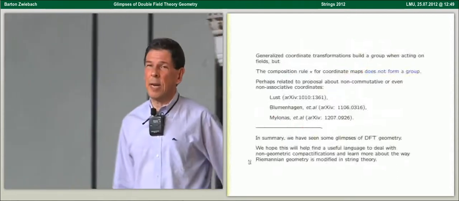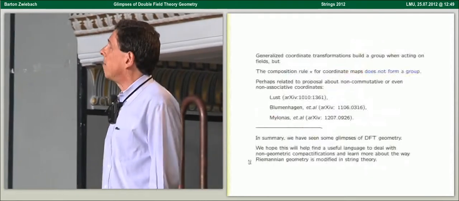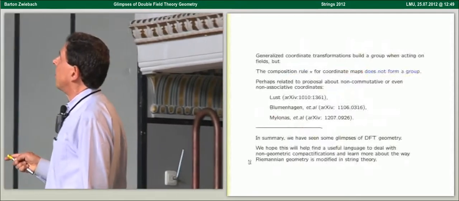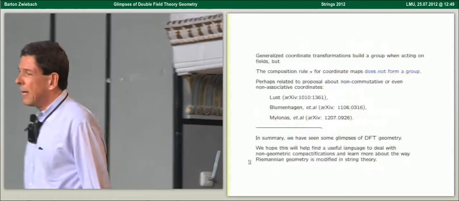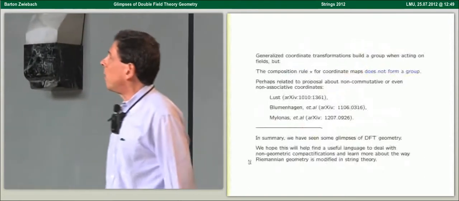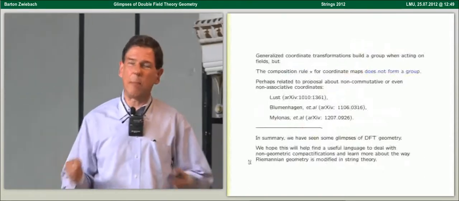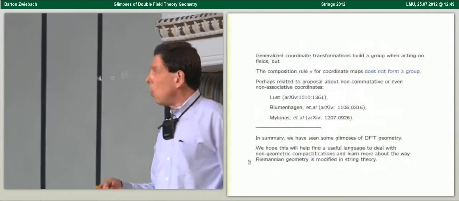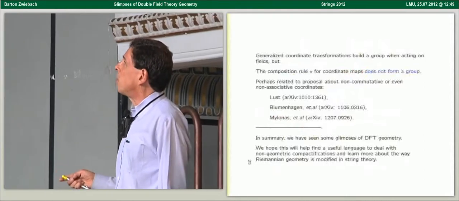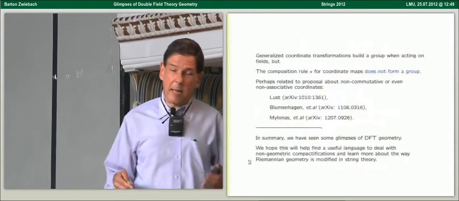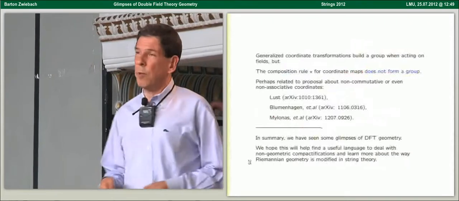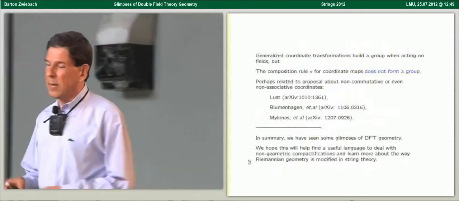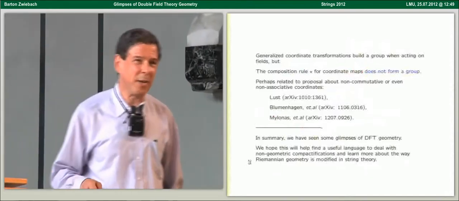And perhaps this is related to some recent works, many here as well, discussing the possibility of non-associative coordinates in string theory. So it's time to conclude. I think we've seen some hints that there's some nice geometry behind double field theory, and we'll see where that takes us, and we hope that this will find ways to make double field theory into a useful language to deal with non-geometric compactifications and learn more about how Riemannian geometry is changed in string theory. Thank you.